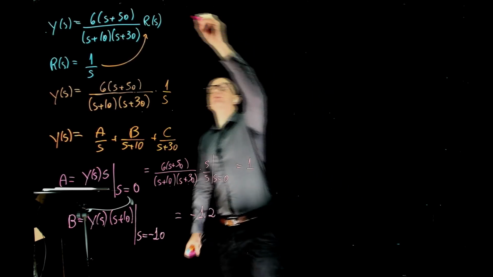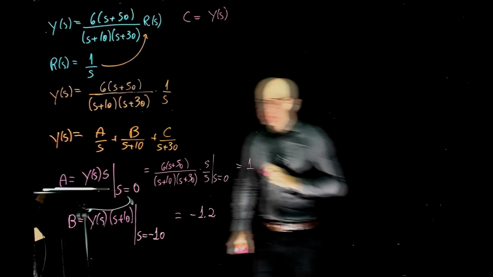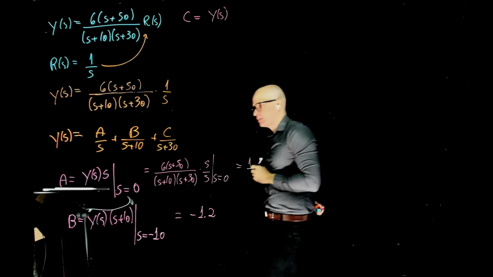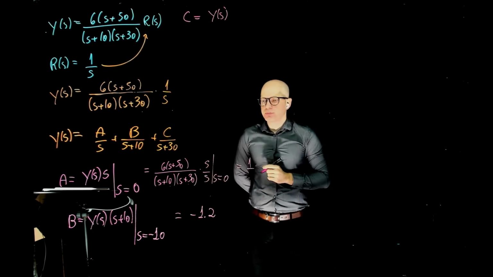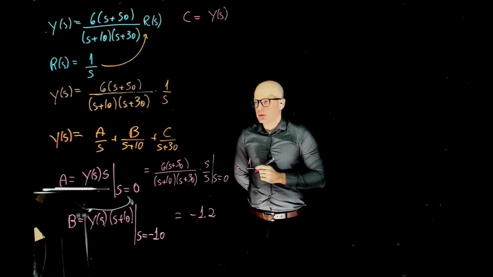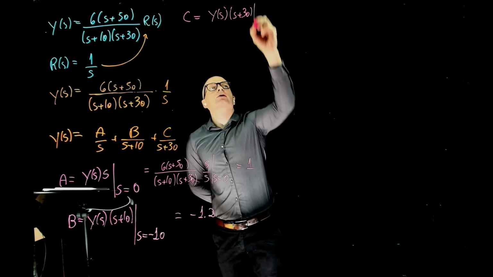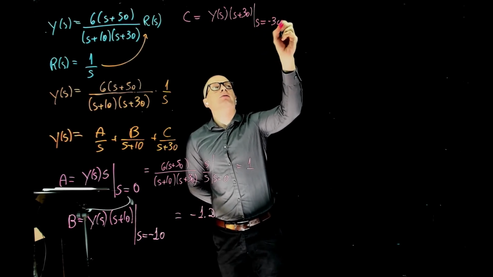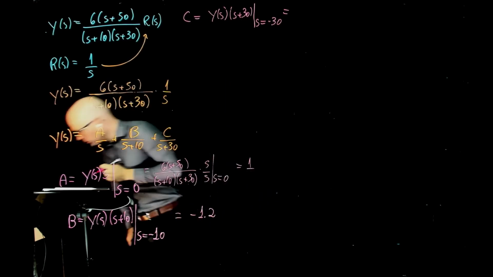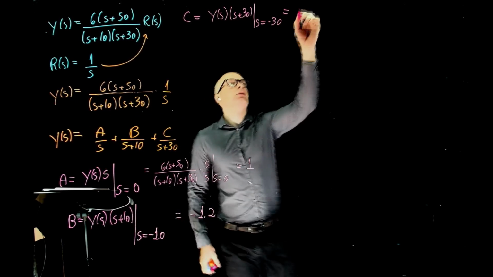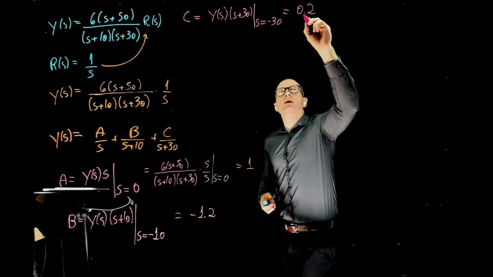And what is c? It is y of s times s plus 30, evaluated at negative 30. Very good. And when we do that, we find 0.2. You can do this calculation later. It's trivial, so I'm going to skip it.